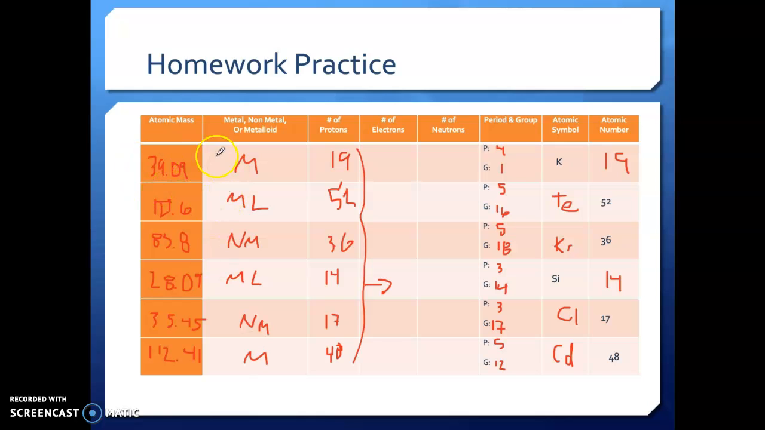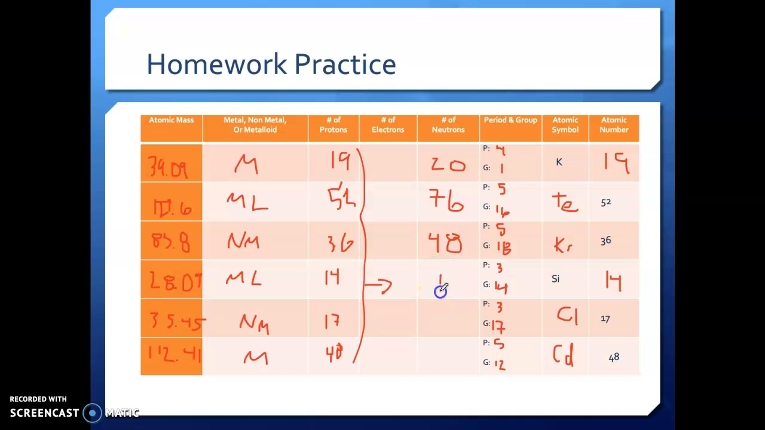So here I got to round this to the nearest whole. That would be 39 minus 19 gives me 20 neutrons. Round this to the nearest whole, that's 128 minus 52 gives me 76 neutrons. Round this to the nearest whole, that's 84 minus 36 would be 48.